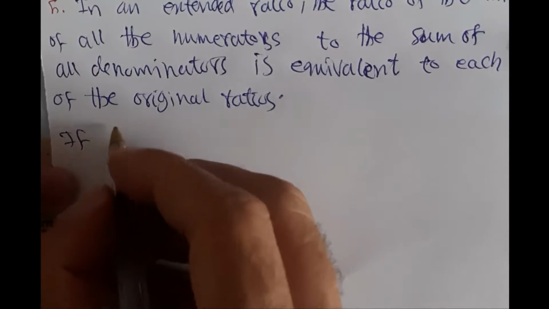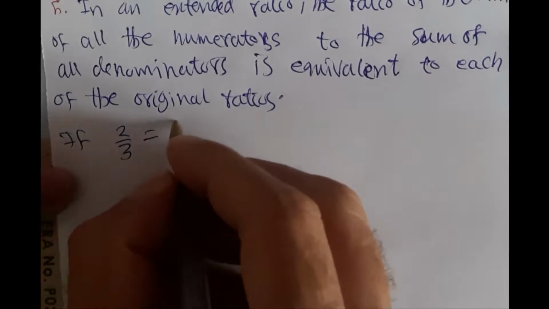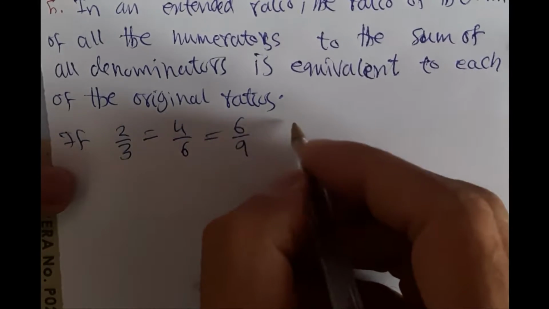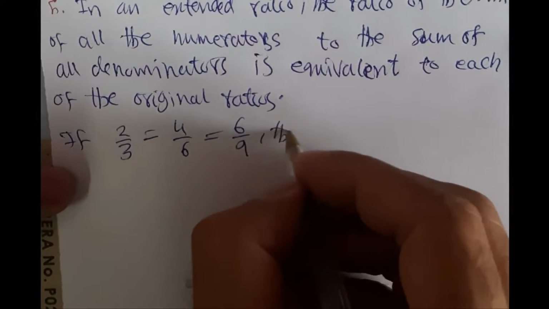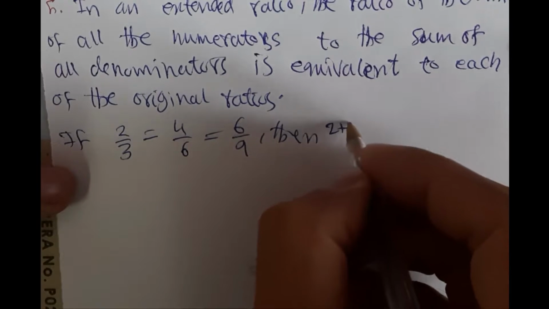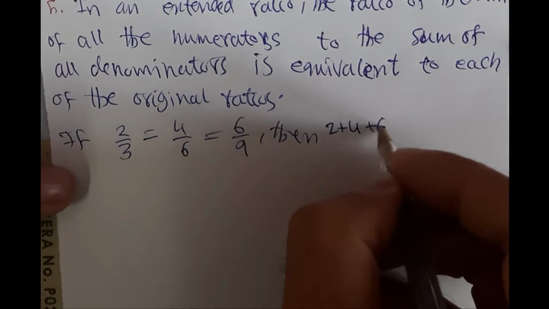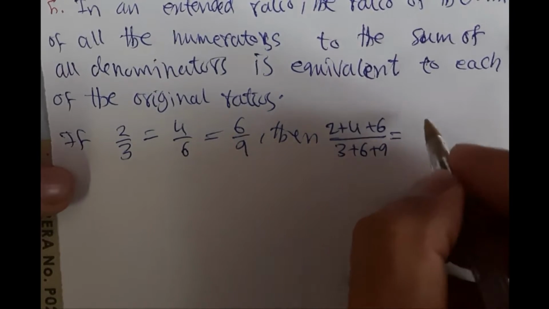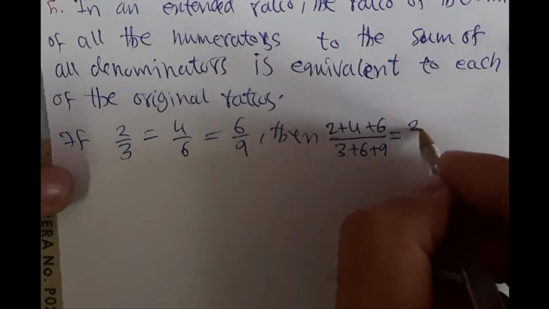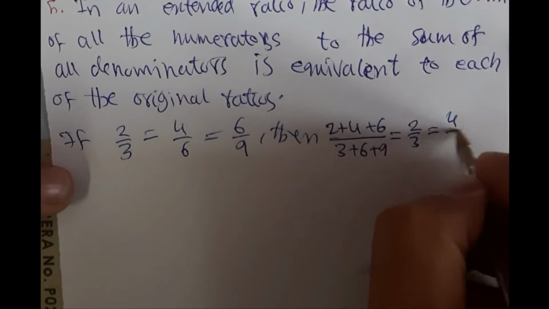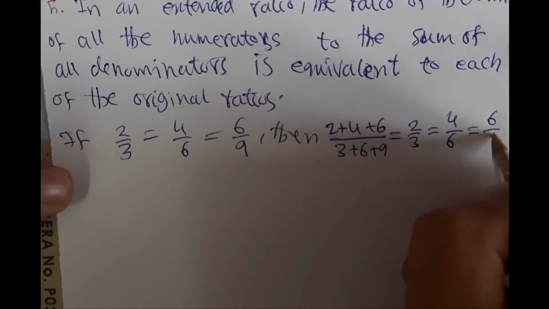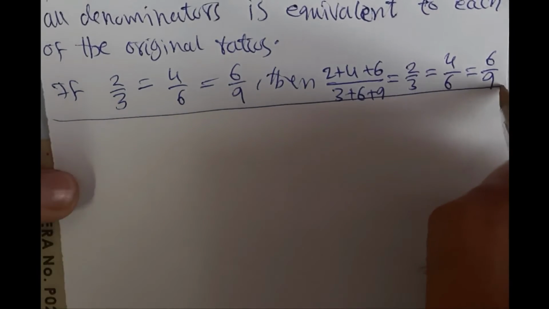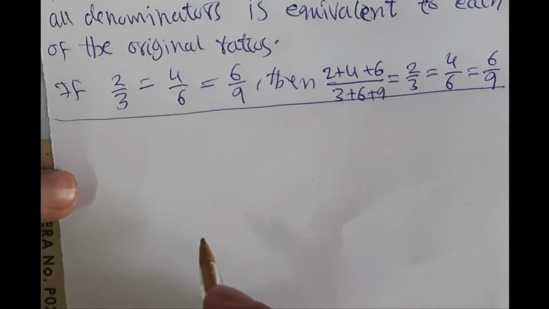If 2 by 3 is equal to 4 by 6 is equal to 6 by 9, then 2 plus 4 plus 6 by 3 plus 6 plus 9 is equal to 2 by 3 is equal to 4 by 6 is equal to 6 by 9. It is another property of proportion.